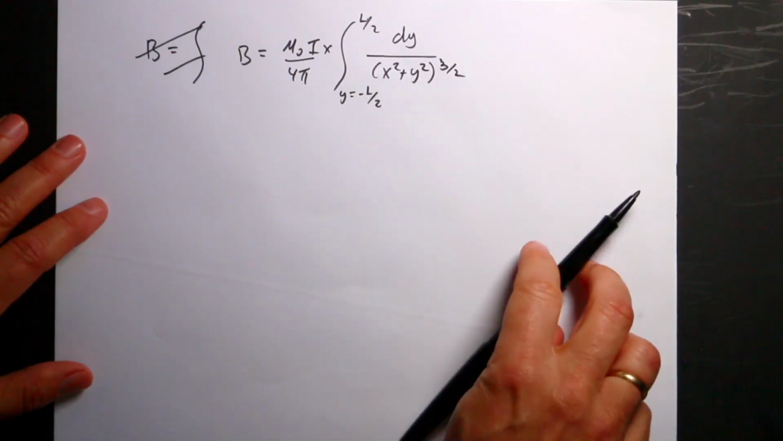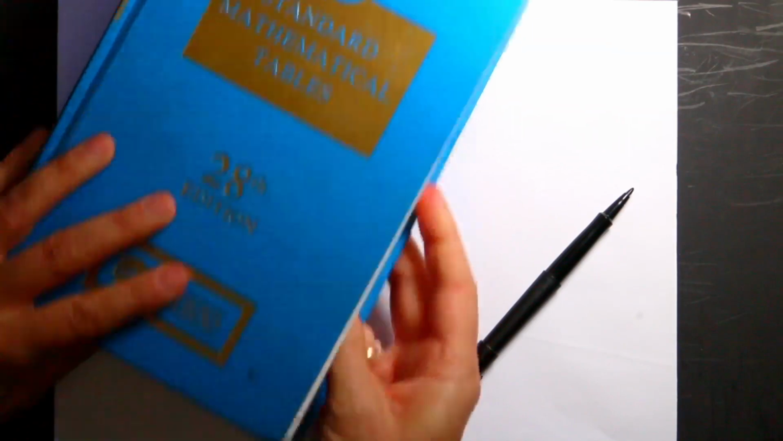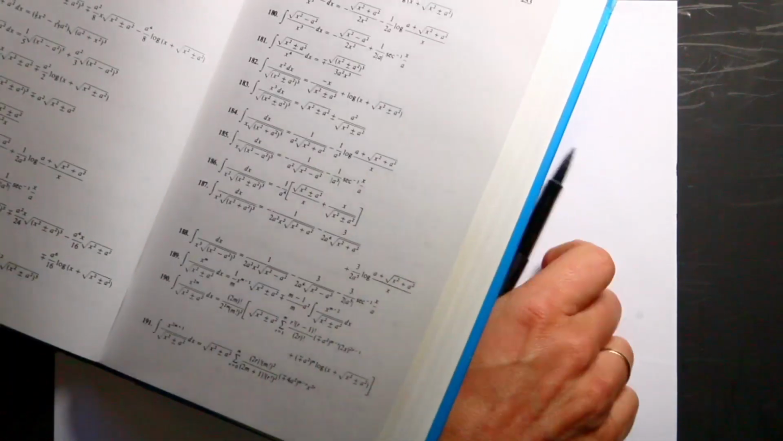So I'm just going to use an integral table. I pre-looked up this one because I didn't want to look for it. This is my CRC math table book. You can do this online too, but I'd like to show you that these things do exist.